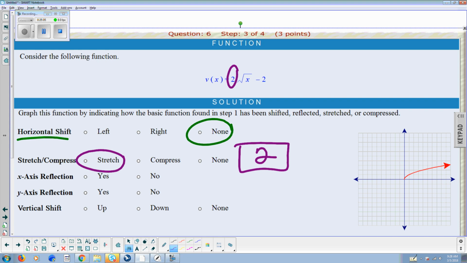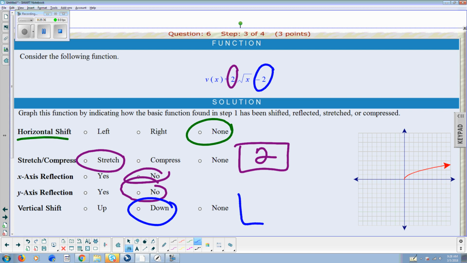Does this one have an x-axis reflection? No, you would have to have a negative in the front. So this one does not have a negative in the front. Does this one have a y-axis reflection? No, you would have to have a negative directly on the x. That would mean a negative under the radical here. And what about a vertical shift? This one has vertically shifted by 2 units down. So down 2 units.